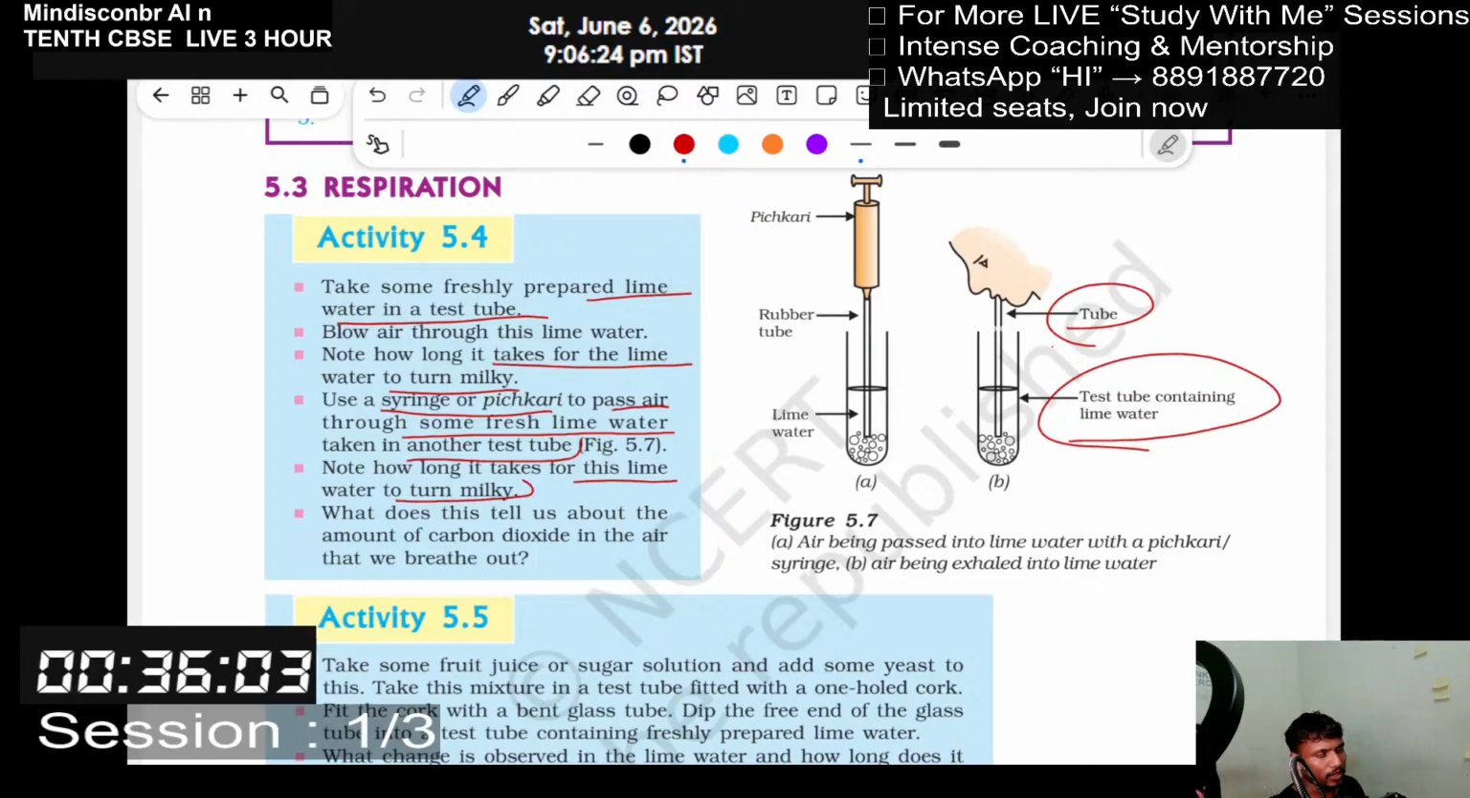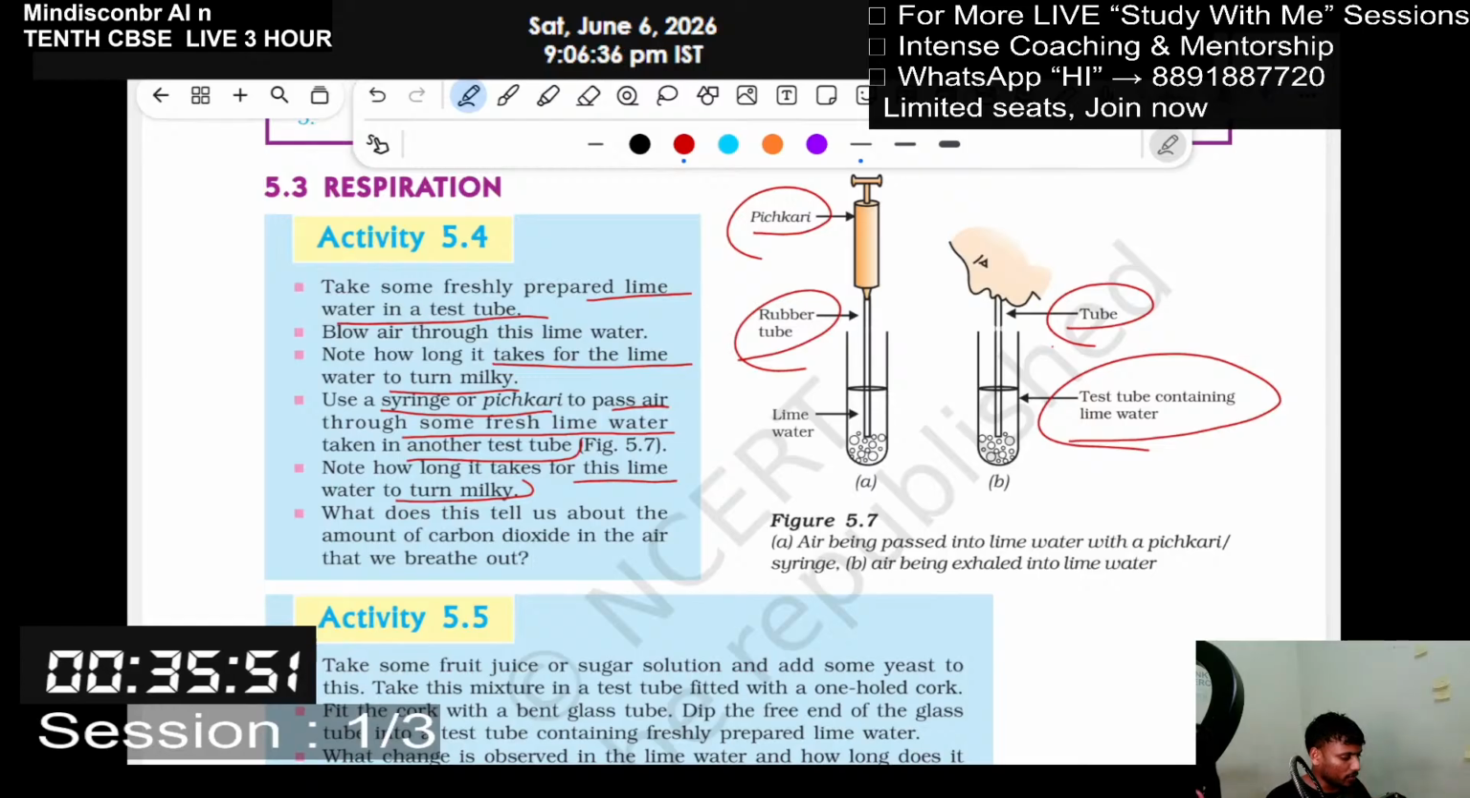And in another test tube, what you have to do? You have to take a syringe or pichkari, and you have to blow air into that test tube containing lime water, and note the time. Again note the time. We have to compare those times. In one test tube we take lime water, whereas in another test tube we take lime water and with a syringe we inject the air. What does this tell about the amount of carbon dioxide in the air that we breathe out?